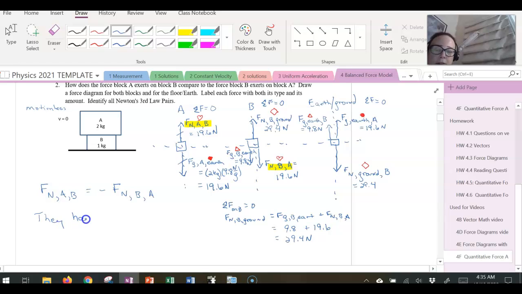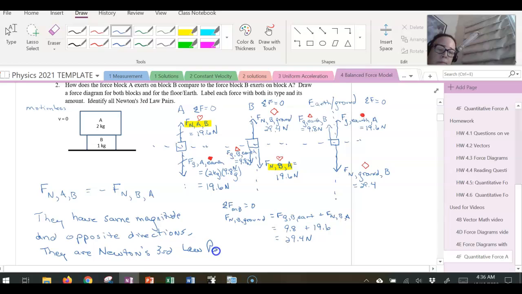They have the same magnitude, right? They are both 19.6 newtons of force, and they act in opposite directions. They are Newton's third law pairs. Okay.